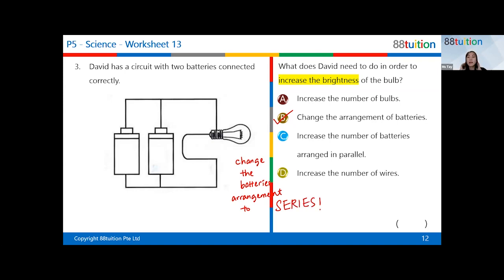Okay, so long as they are in series. Take note, Jerome, almost there. All right, change to series, yes. It is going to make the light bulb lit up a lot more brightly.